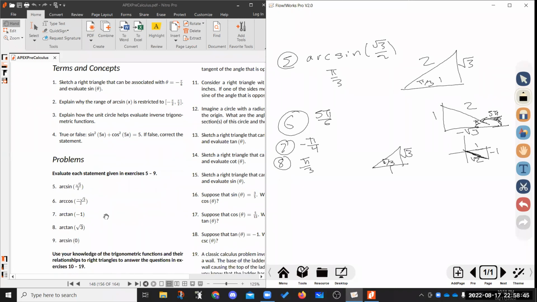Number 9, I want my arc sine to be 0. So between -pi/2 and pi/2, the only place where the y value is 0 on my unit circle is going to be 0 degrees, or 0 radians. Actually, we're going to be answering in radians here, not in degrees.